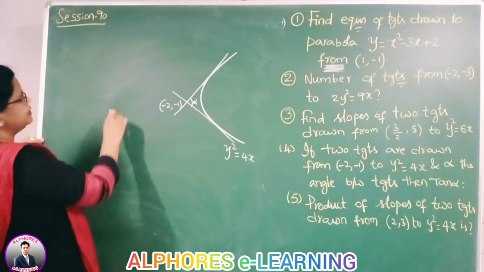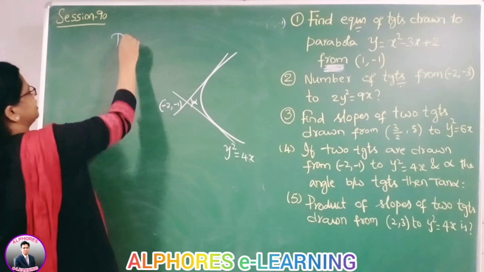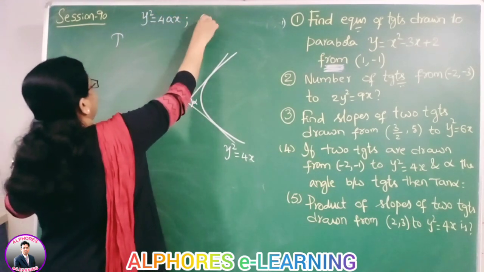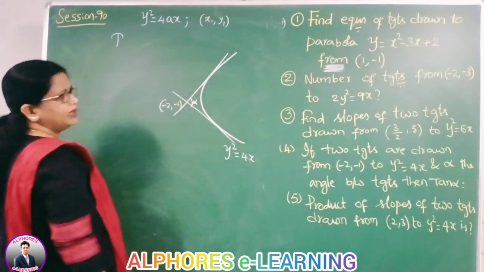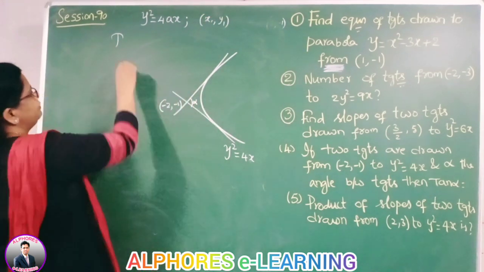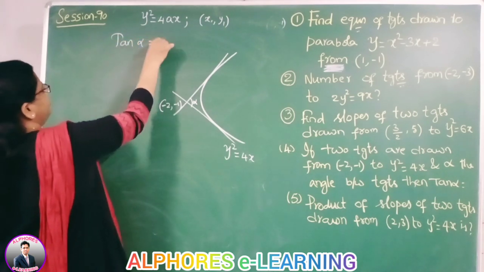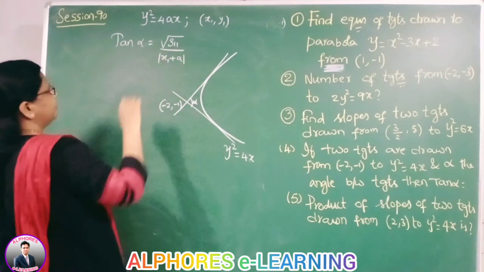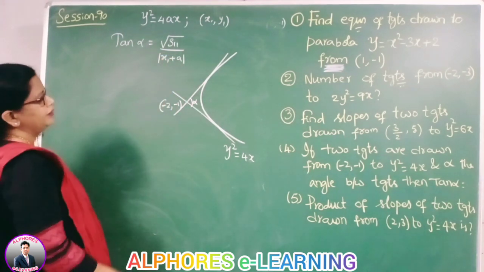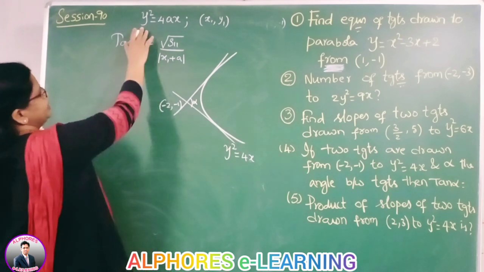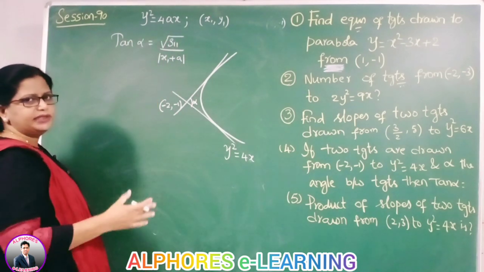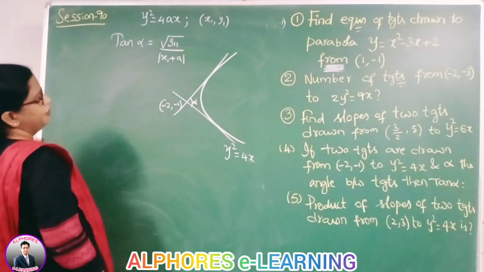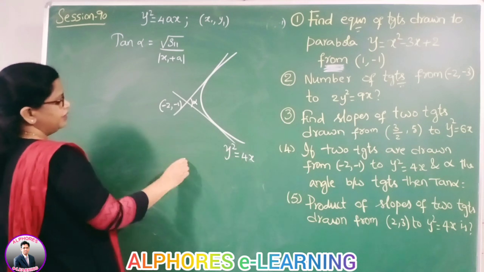Now students, what is the formula we have derived for the standard form y square equal to 4ax? From the point (x1, y1), if two tangents are drawn and the angle between them is alpha, then tan alpha is equal to root of S11 divided by mod of x1 plus a. This formula we have derived, and the concept is the same for x square equal to 4ay.